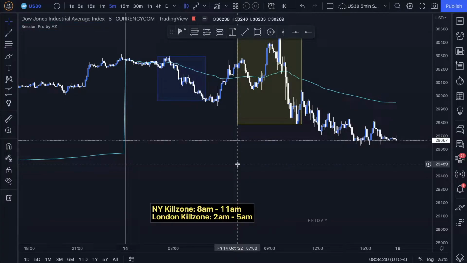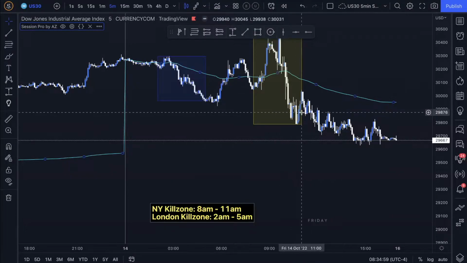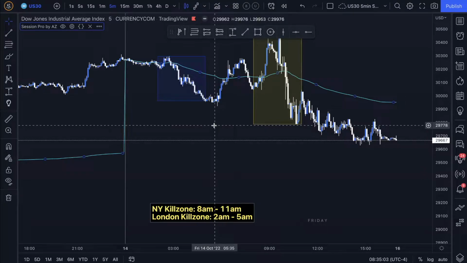And now we're going to look at the New York kill zone, sorry. That's starting from 8 AM in the morning, New York local time, and it's ending at 11 AM in the morning. So right now it's starting at 7 AM. So we are going into the settings, and we are changing this to 8 AM until 11 AM. And let's see, yeah, 11 AM, perfect. So the Session Pro indicator is all set up and ready to go.